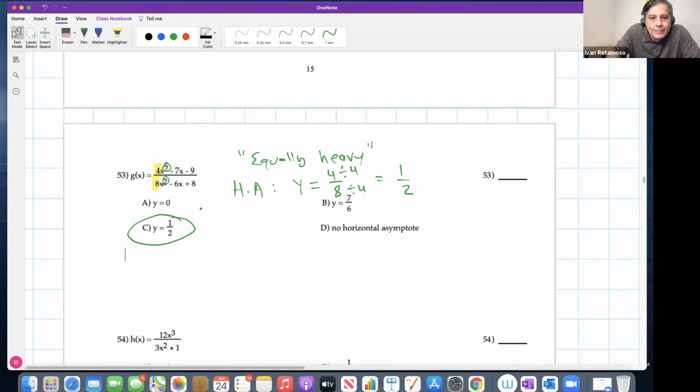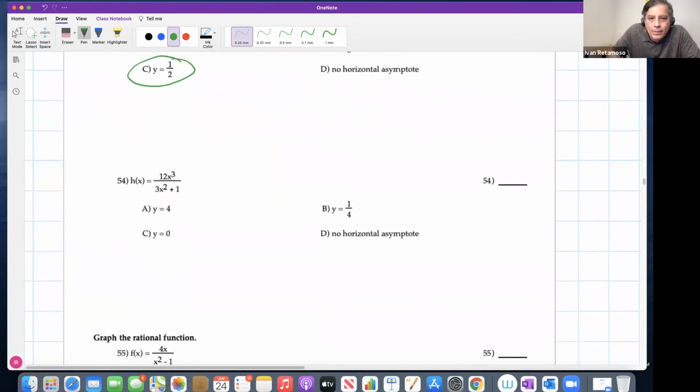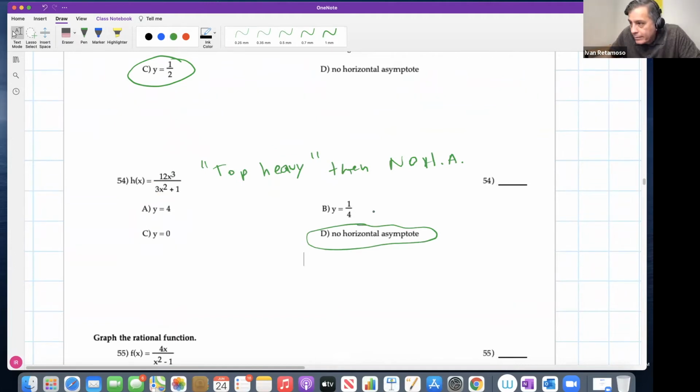Follow, guys? Yeah, very good. This one happens to be top heavy because this 3 is bigger than 2. As we said in the lecture, for top heavy, there is no horizontal asymptote. That's the rule, right? So we go with this. It's 3 scenarios. Remember, guys.